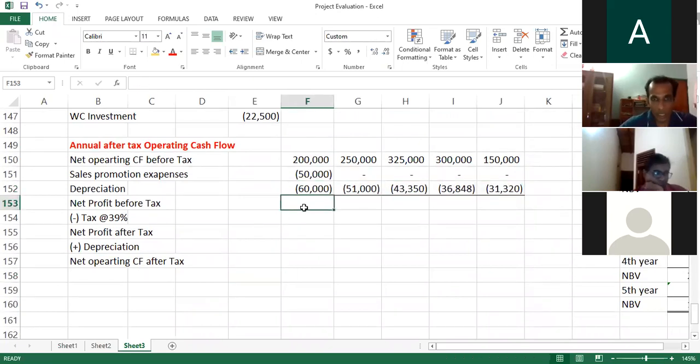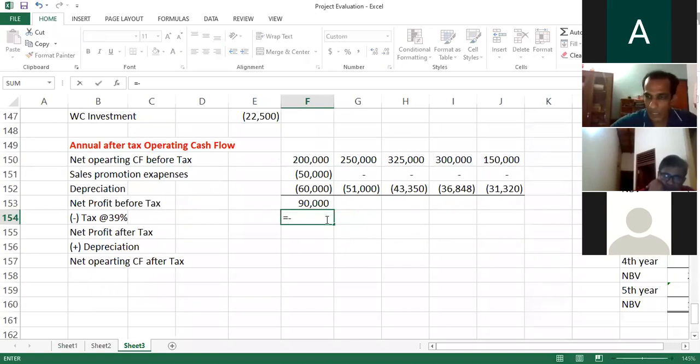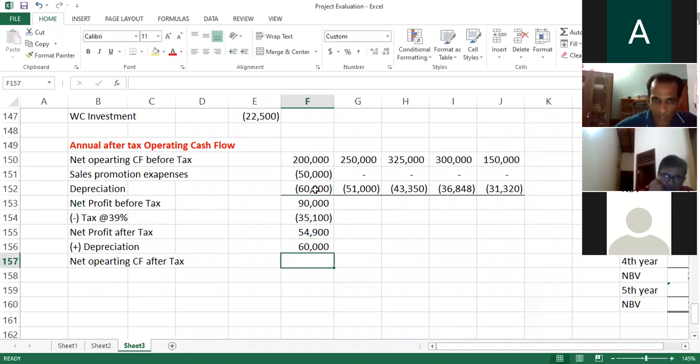Right now, you need to do this calculation quickly. Since we don't have much time, I will put these figures. Maybe you can do the calculation. We have to calculate the tax value here, which is 39% of this, and then you get the after tax profit. Then you need to add back depreciation, so you need to get the total of these two. So what is the net operating cash flow for the first year?